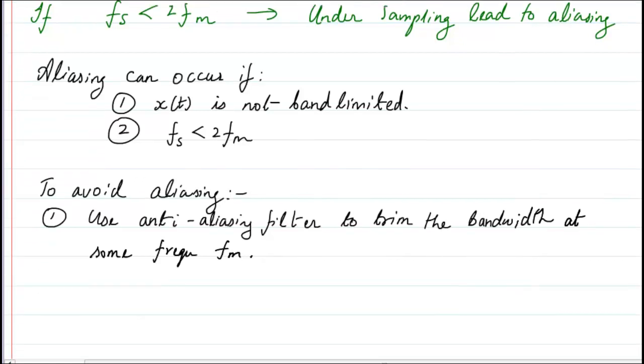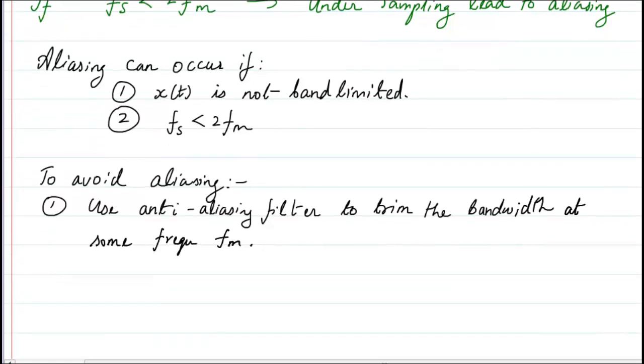So that is what the anti-aliasing filter does. There is a cutoff frequency of the anti-aliasing filter. Beyond that, whatever frequency component is there in the signal, it will trim it off. Second, sample it at Fs greater than the Nyquist rate, or 2 Fm. It should be greater than the Nyquist rate or 2 Fm. So this thing we have to take care of.